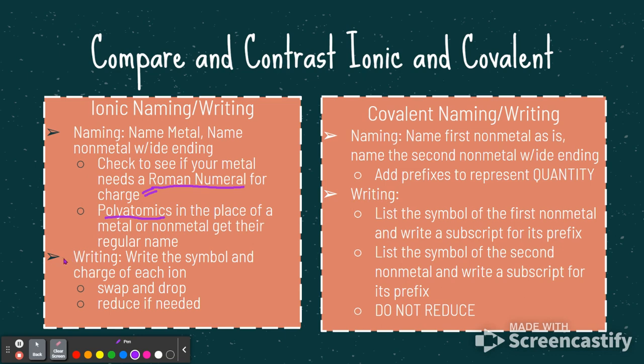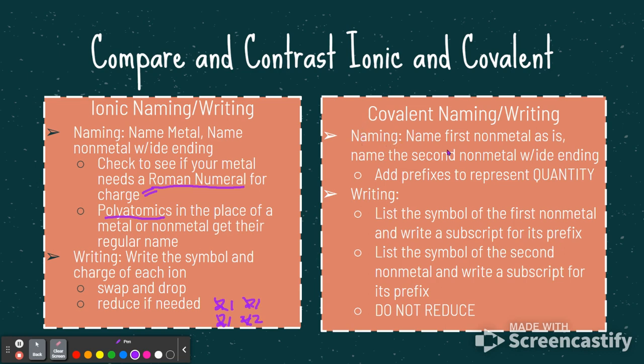Once we are writing them, you're going to write the symbol and the charge for each ion, and then create the swap and drop, and then reduce if you need to. Reducing meaning like a 2 and a 2 cancel out to be 1 and 1, right? Or a 2 and a 4 cancel out to be a 1 and a 2, right? Super easy. Just keep them reduced on those. All right. So that's our ionic recap.